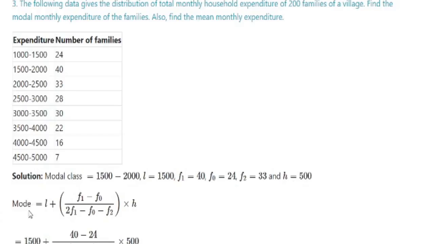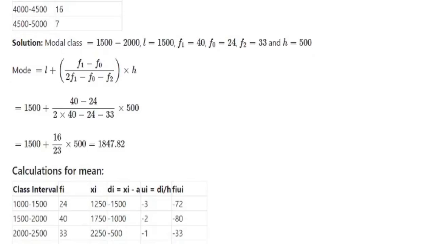Now apply the formula, mode equal to L plus (F1 minus F0) divided by (2 F1 minus F0 minus F2) into H. We can substitute the values. For substituting the values, we will get 1500 plus (40 minus 24) divided by (2 into 40 minus 24 minus 33) into 500. Simplify it. Then you can find the mode. Mode equal to 1847.82. So this is the mode of the given data.